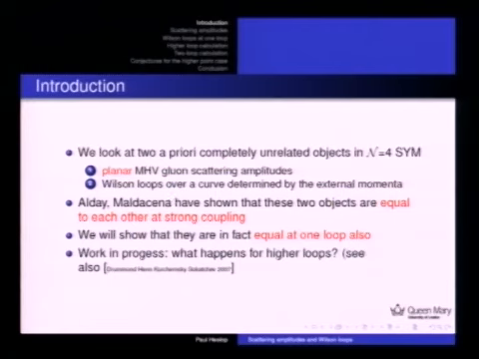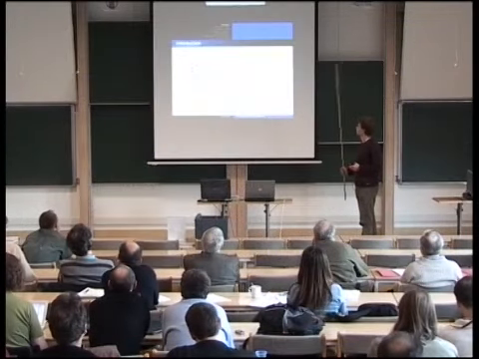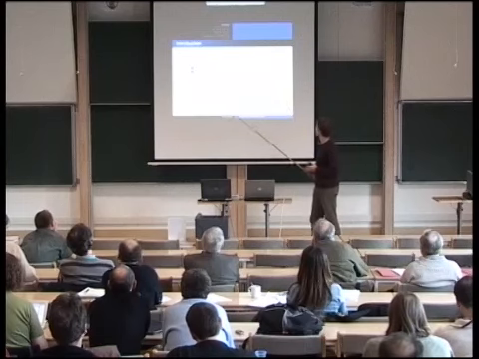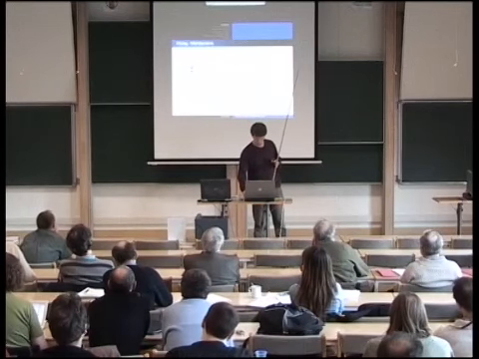So we're going to look at these a priori unrelated objects in N=4 Yang-Mills. Firstly, the planar MHV gluon scattering amplitude. Secondly, a Wilson loop over a curve determined by the external momenta. Alday and Maldacena have shown that these are equal to each other at strong coupling. We're going to show in this talk that they're equal at one loop, and then I'll say a few things about higher loops. Also see the work of Drummond, Henn, Korchemsky, and Sokatchev for higher loops.